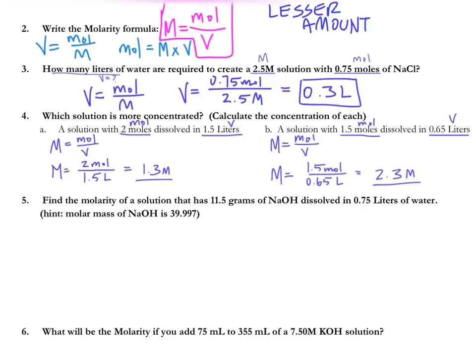So when I compare solution A to solution B, solution A gave me 1.3, solution B gave me 2.3. The more concentrated the solution is, the higher my molarity will be. Therefore, B is a greater concentration.